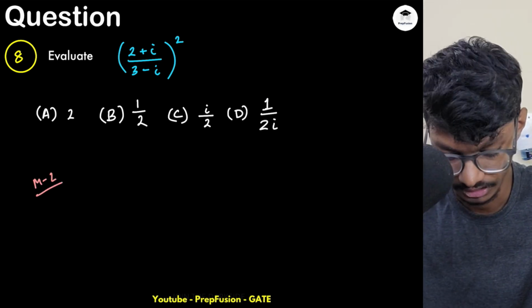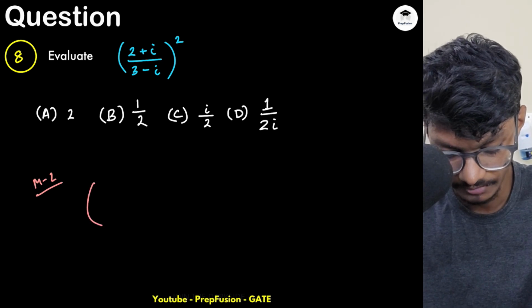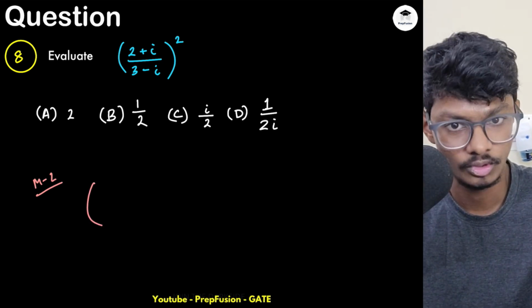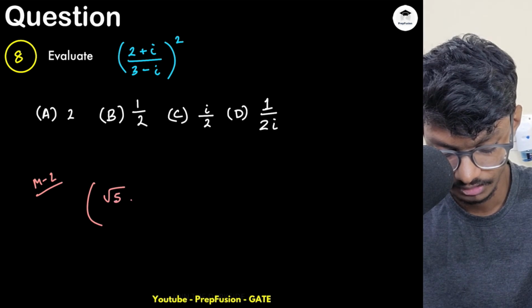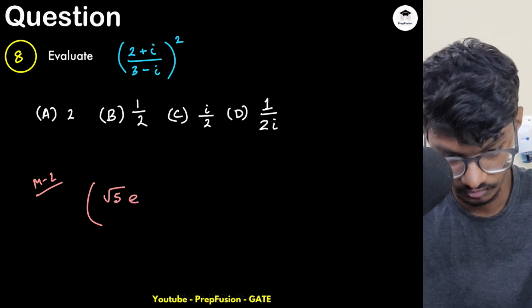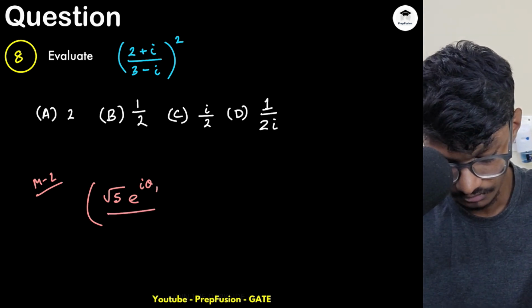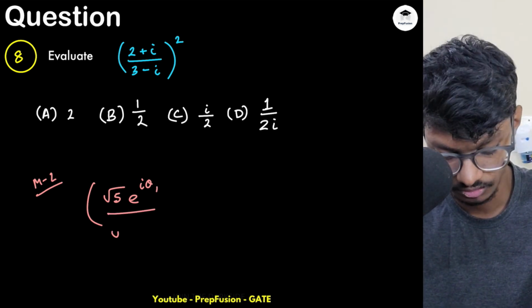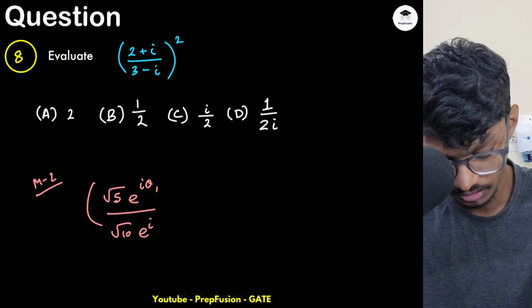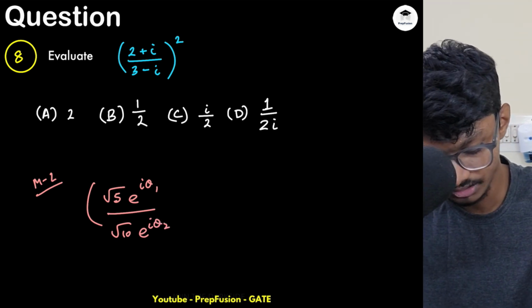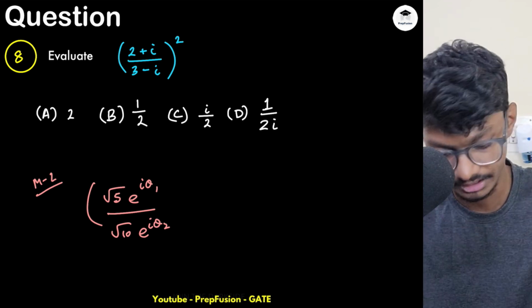So what is Euler's format? If I convert this into Euler's format, this becomes 2 plus i, so 2 square plus 1, which is under root 5, e raised to power i theta 1. For now I will write theta 1; I will calculate all these things later on. And this is 3 square plus 1, which is under root 10, e raised to power i theta 2. Just remember, this is negative and this is positive.